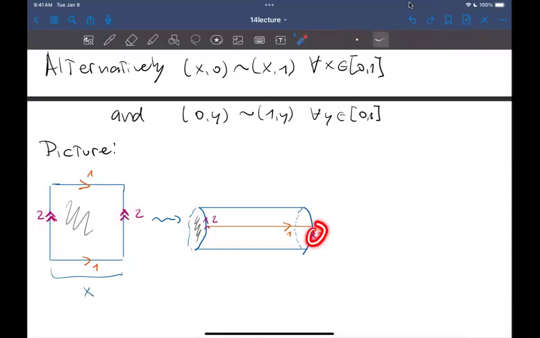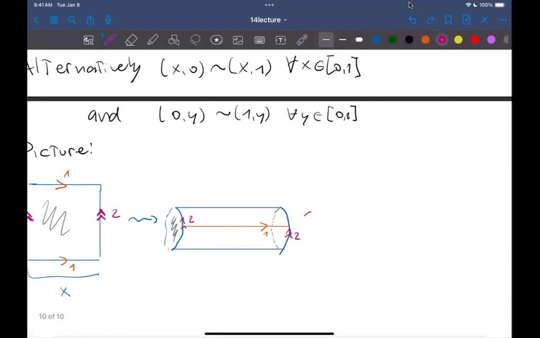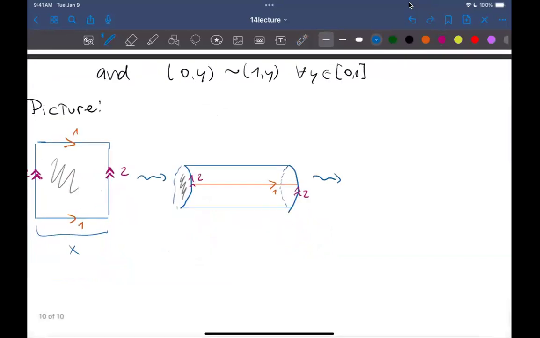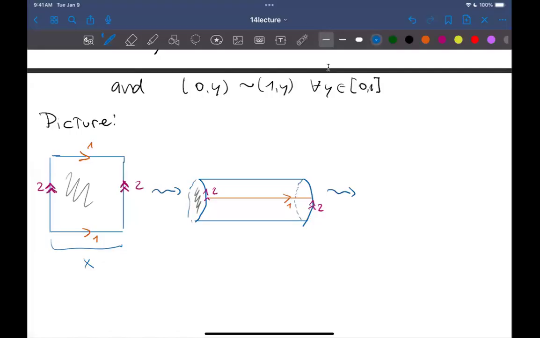Okay, so we're not done. Now we need to identify these two things. So we have the two caps of the cylinder, and we need to put them together. Hopefully you can see that after you do this, maybe I can do an intermediate step. I will probably erase this, but at the end of the day, I'm trying to put these two things together.